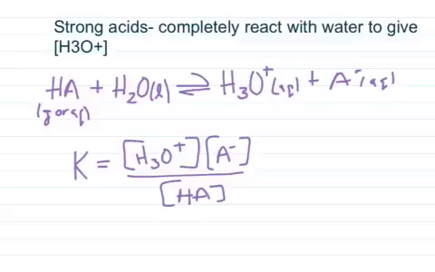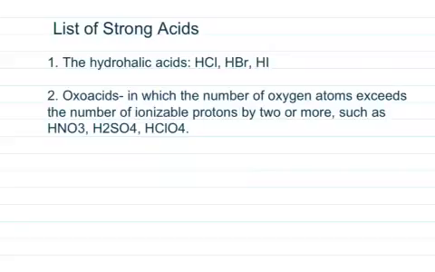Now let's talk about what are strong acids. Here's a list of strong acids. 1. The hydrohalic acids: hydrochloric acid, hydrobromic acid, hydroiodic acid. Also, oxoacids. They are acids where the number of oxygen atoms exceeds the number of ionizable protons by 2 or more. So, nitric acid, sulfuric acid, perchloric acid.